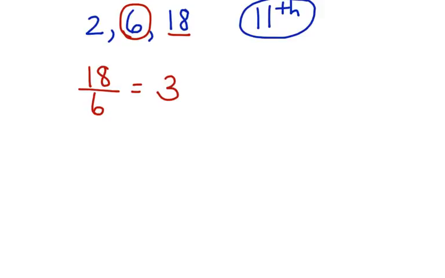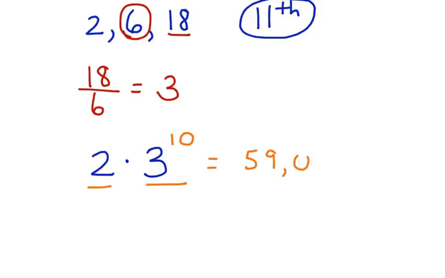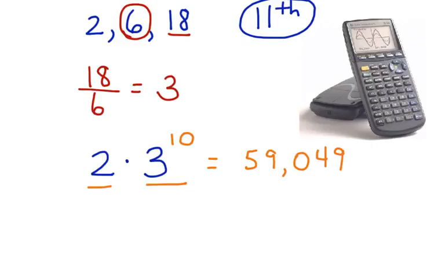Now we choose the first value in the sequence, which is 2. We multiply that by 3. Now we're looking for the 11th term in the sequence. We already have one term listed, so it's 2 times 3 to the 10th. 3 to the 10th, this part of the problem only, is 59,049. This is a time when your calculator will come in handy for sure.